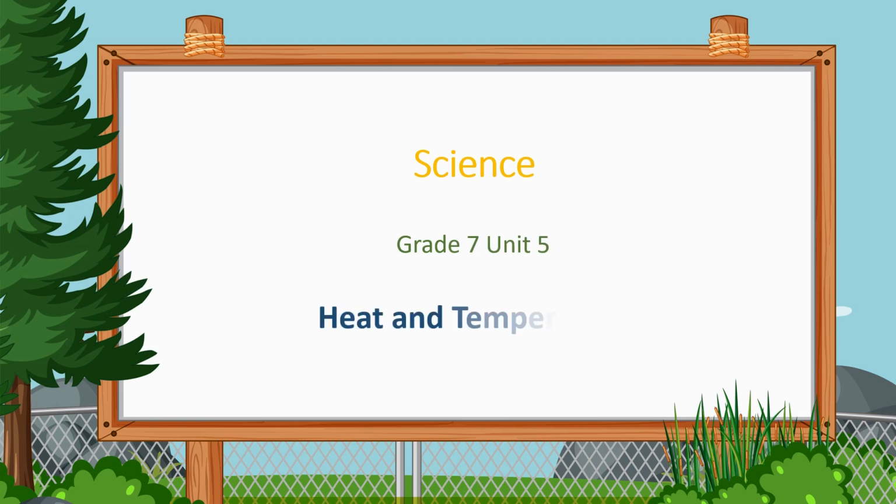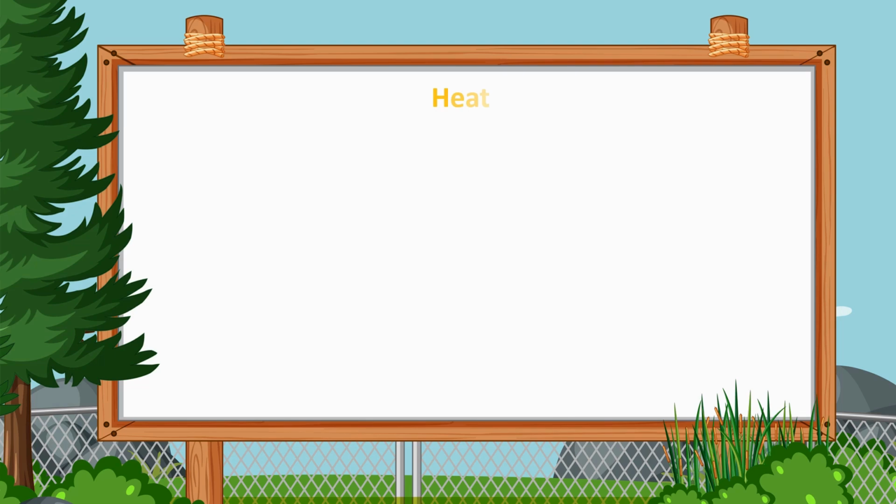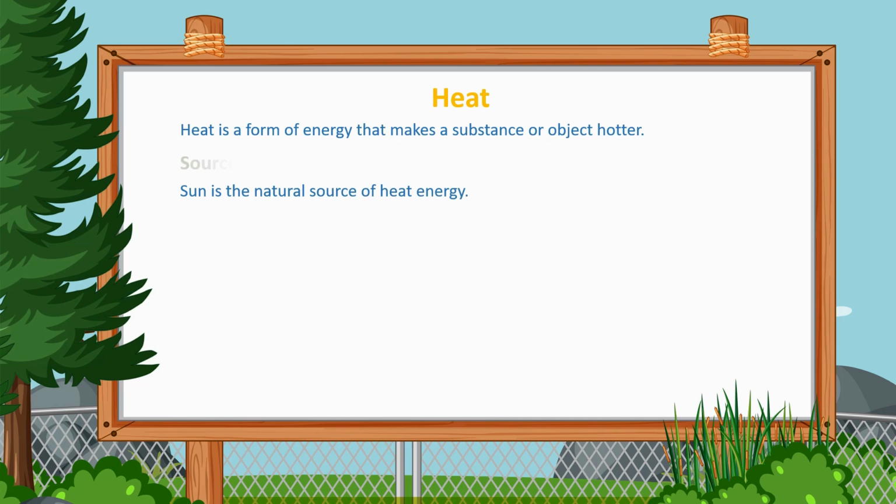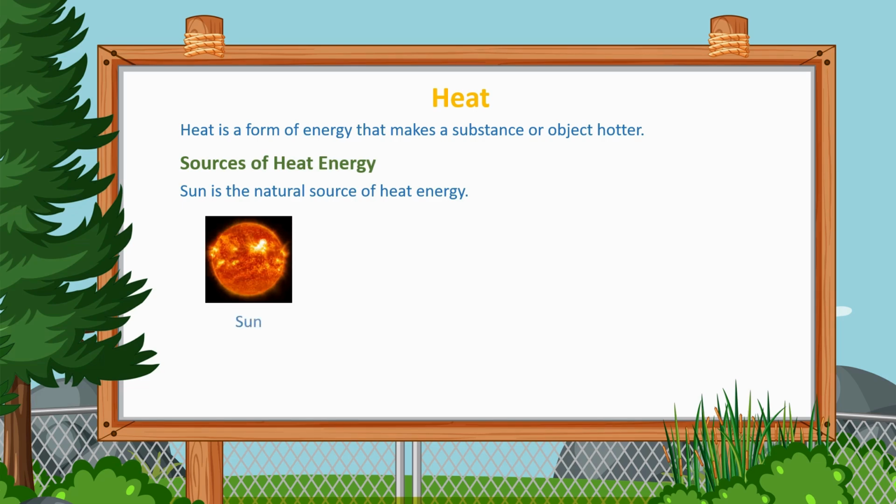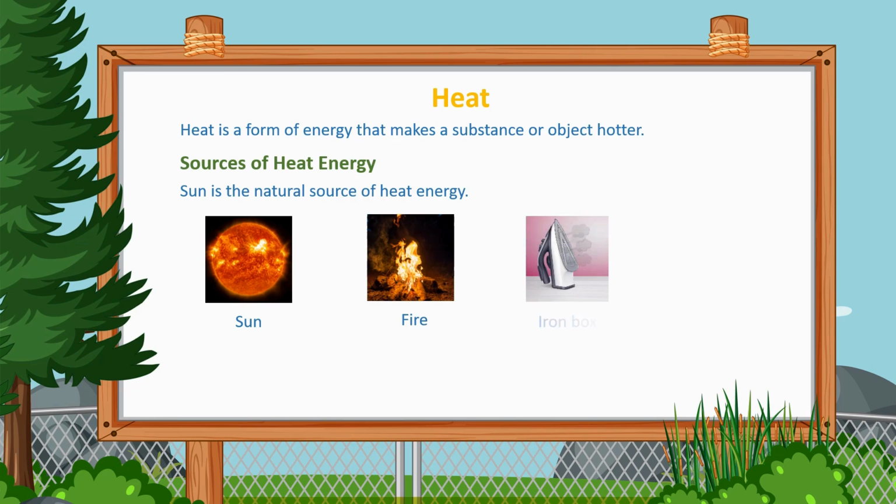Heat and temperature. Heat. Heat is a form of energy that makes a substance or object hotter. Sources of heat energy. Sun is the natural source of heat energy. Sun. Fire. Iron box. Induction stove.